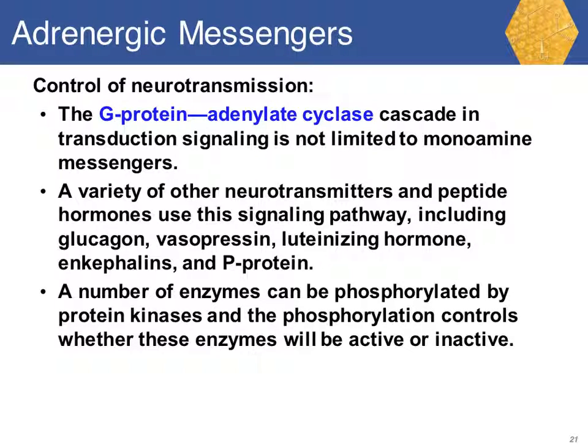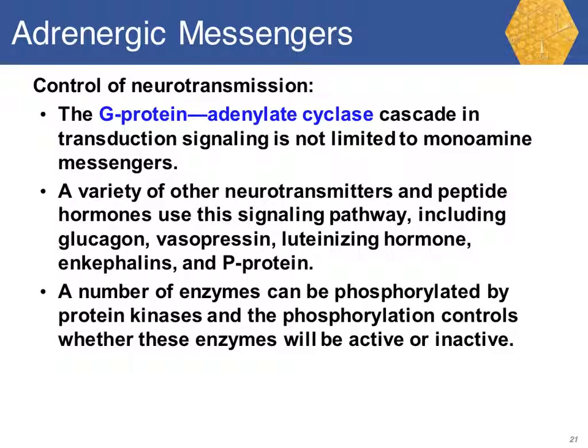So we talked about the G protein adenylate cyclase. That's the important part that gets this cascading of transduction signaling into motion. However, what's important to realize is that these are not just limited to monoamine messengers. Glucagon, vasopressin, luteinizing hormone, and enkephalins, which bind to opiate receptors and are involved in levels of pain. Luteinizing hormones are involved in reproductive cycles.